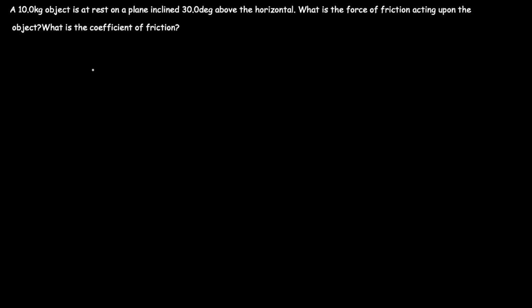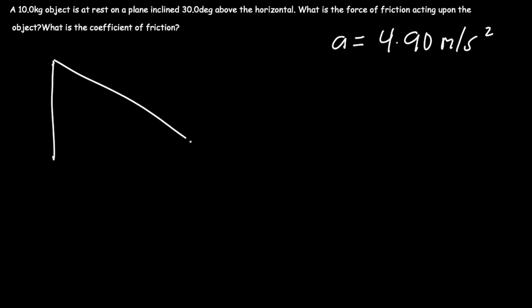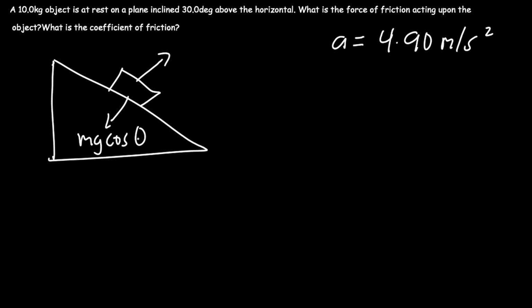kanina, which is nakuha nga natin kanina that acceleration is equals to 4.90 meters per second squared. But yung kanina natin problem, sinasabi doon na nag-slide down. So let's draw muna. So you have Fn, mg cos theta.